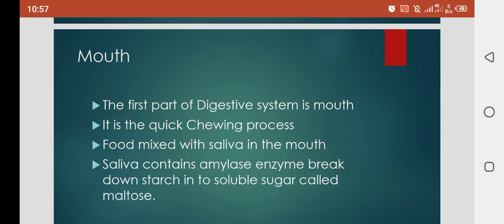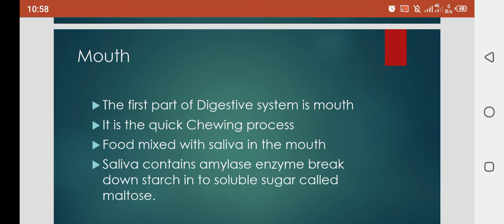Now starting from the mouth. The first part of the digestive system is the mouth. It is where chewing takes place, and food is mixed with saliva. We take the food through the mouth. Then the food is mixed with saliva, the water present in our mouth. This saliva is released from the salivary glands, and the salivary glands are present below the tongue.